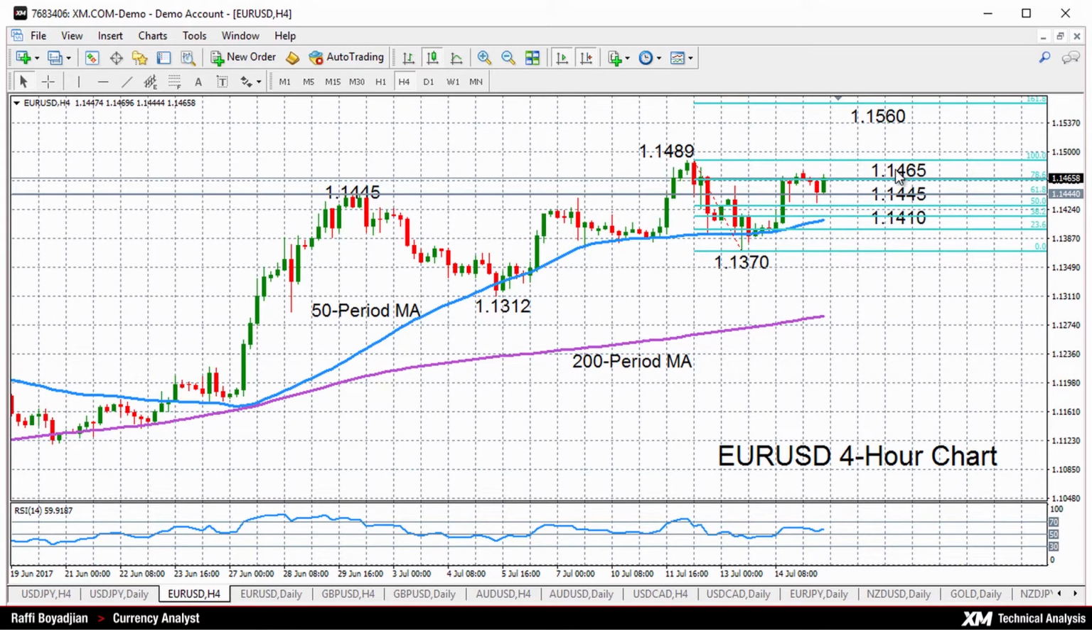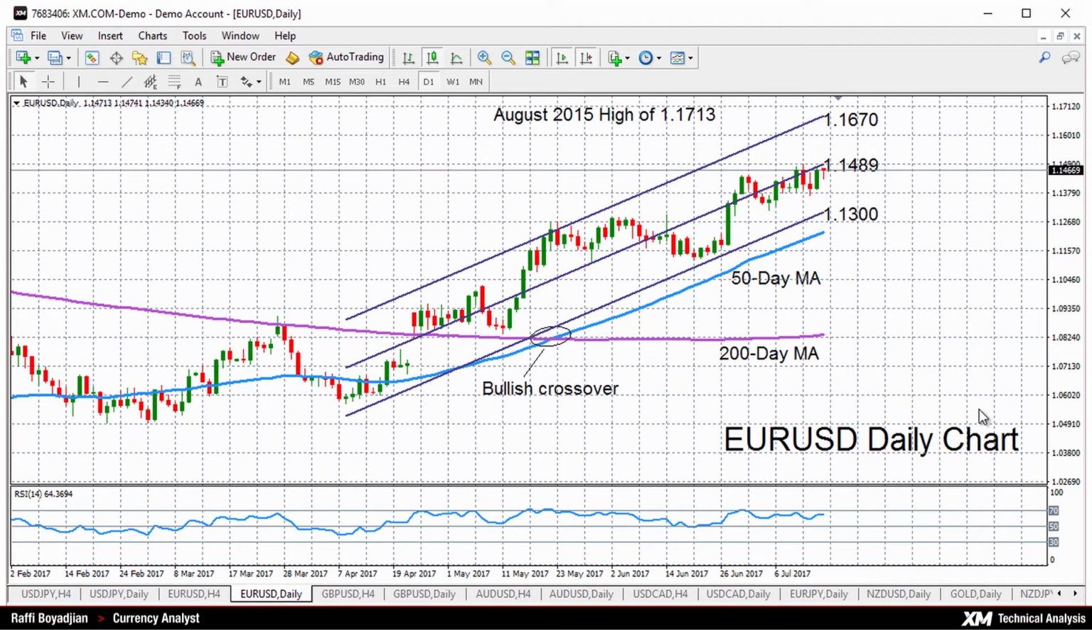But if we do see further gains for the pair, we should see a key resistance area coming at the 161.8% Fibonacci level. That's at 1.1560. The short-term bias is still rather bullish. We can see that the RSI did cross back above 50 earlier today. It has weakened a little bit before trending back up again, but on the daily chart the momentum is much more decisively bullish.